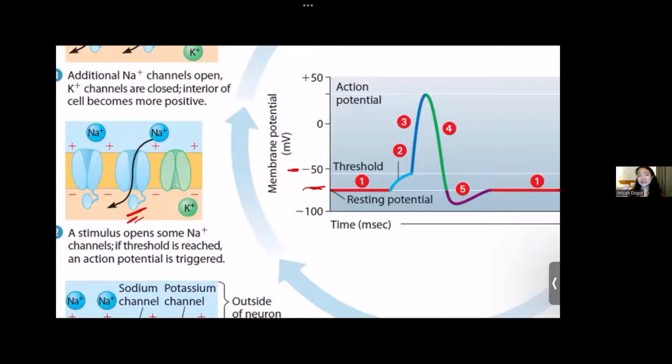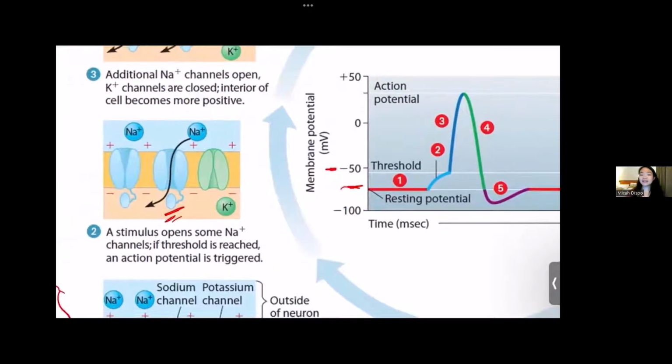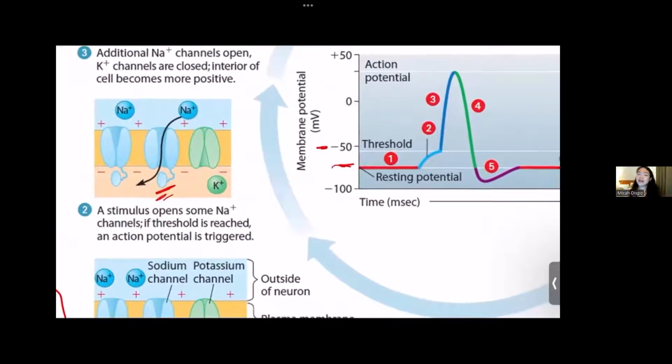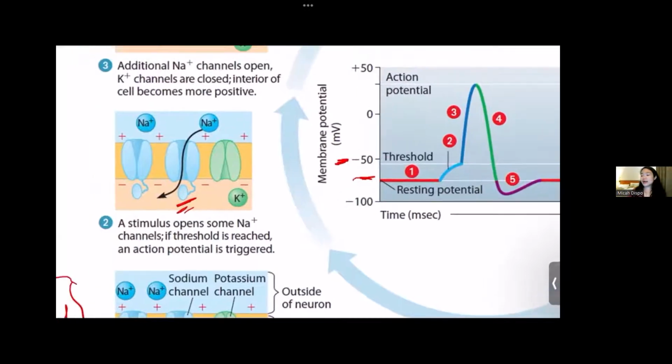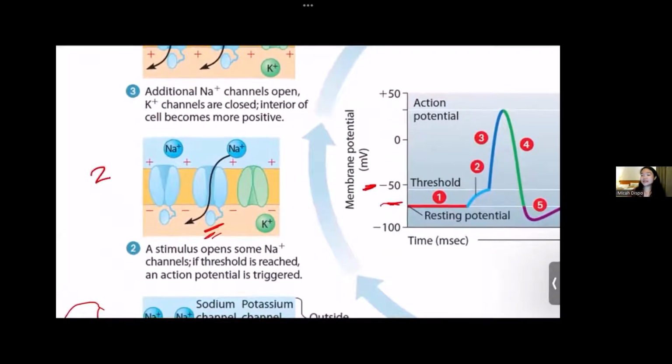But if the stimulus is strong enough, this would actually open more sodium voltage gated channels. And this would then allow more sodium ions to enter, making the inside of the cell less and less negative, possibly reaching the threshold. So this is an all or nothing process. Either an action potential occurs or not at all. Either enough yung sodium ions that entered the cell or hindi. Okay? So this is what happens when a stimulus is applied. It's whether a threshold is reached or not.